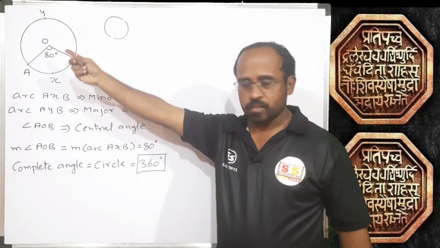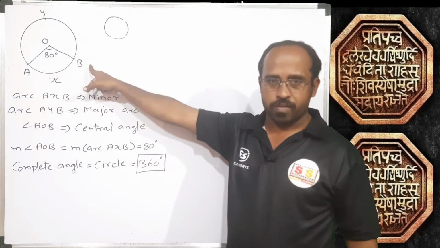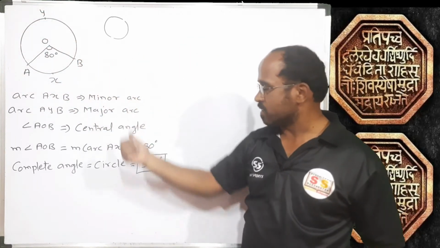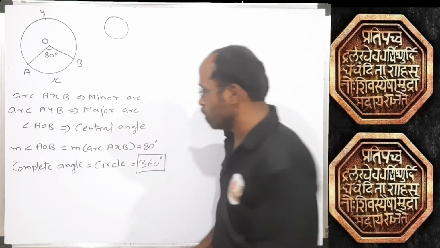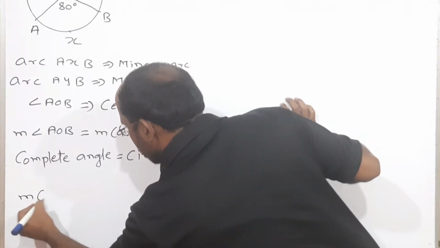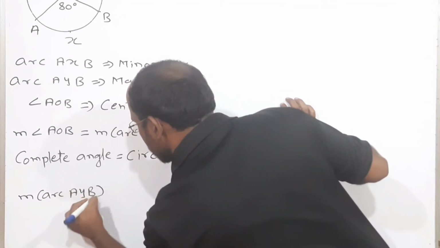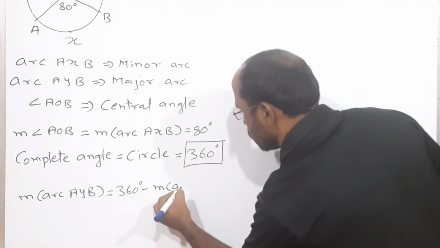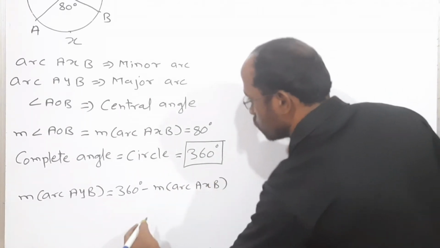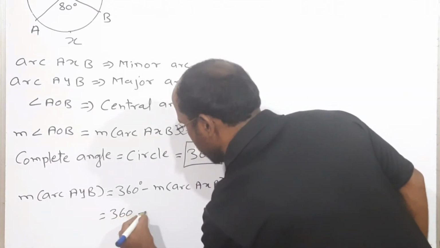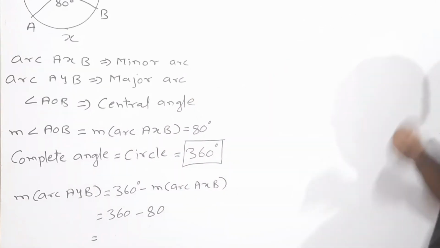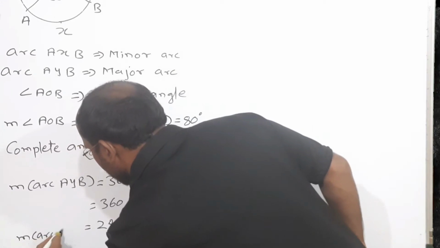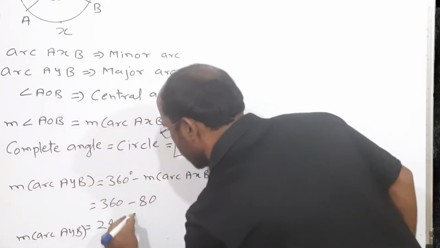So among this 360 degree, if AXB is 80 degree, how much will be the measurement of this AYB? 360 minus this AXB, right? So measurement of arc AYB is equal to 360 degree minus measurement of arc AXB. So that is equal to 360 minus 80, which is equal to 280 degree. Measurement of arc AYB is equal to 280 degrees.